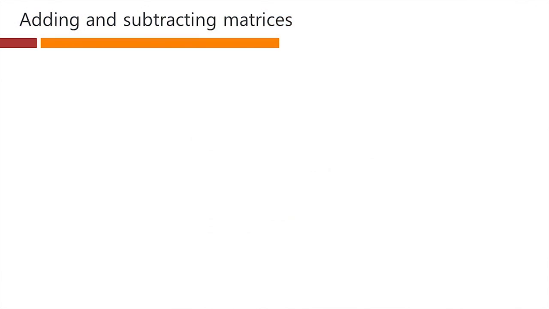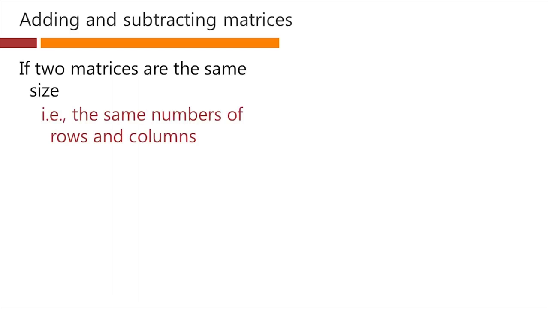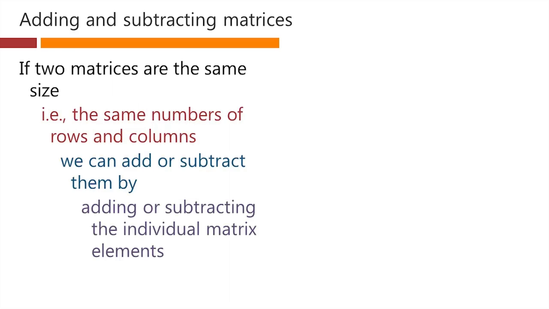Now let's look at the simplest perhaps of the matrix operations, adding and subtracting matrices. If two matrices are the same size, that is, if they have the same numbers of rows and columns, we can add or subtract them simply by adding or subtracting the individual matrix elements. And we do this one by one on each of the elements.